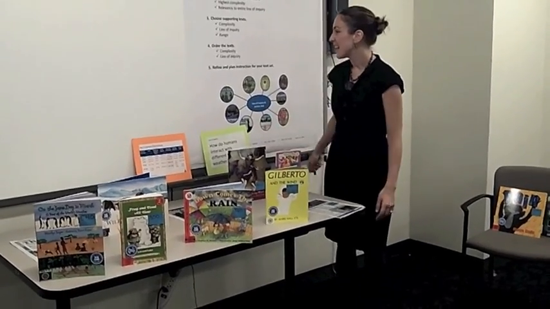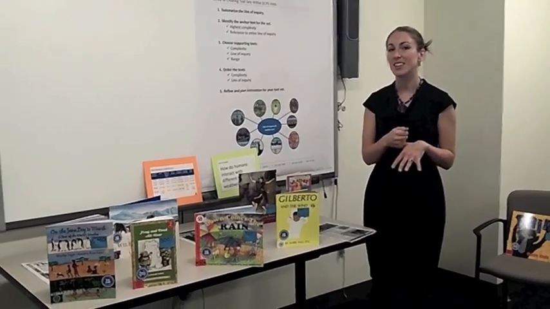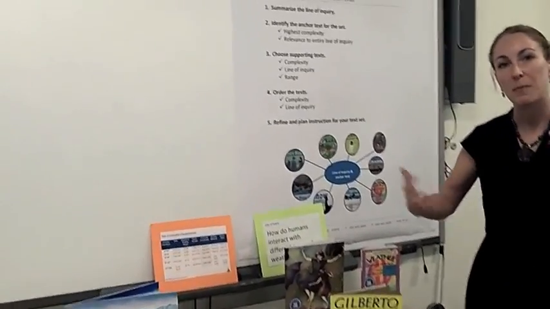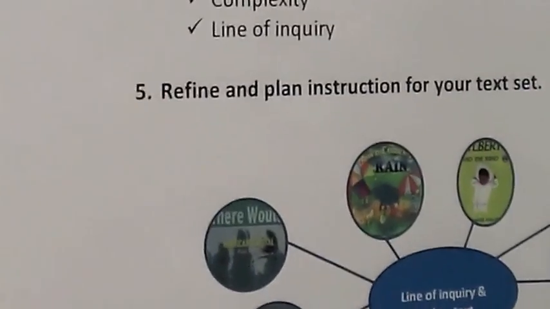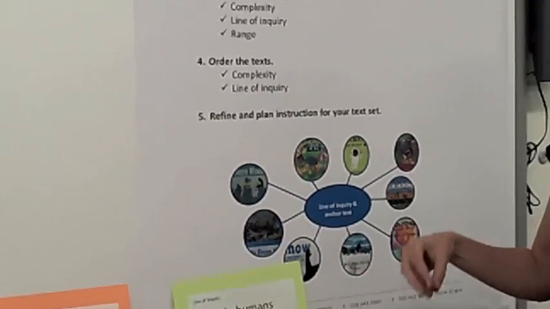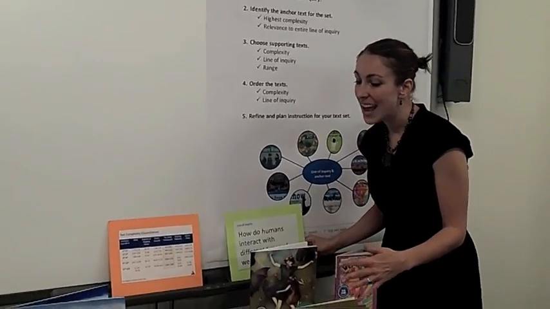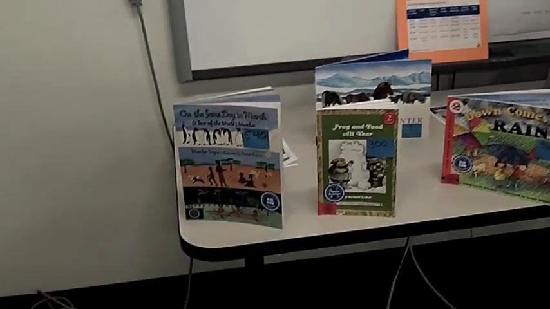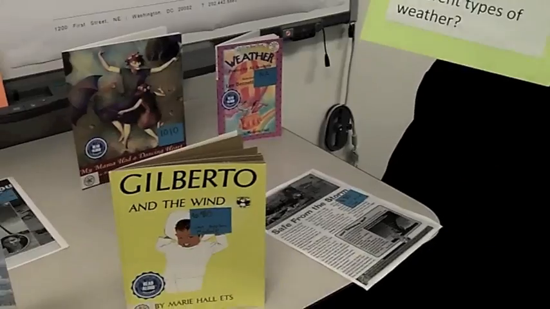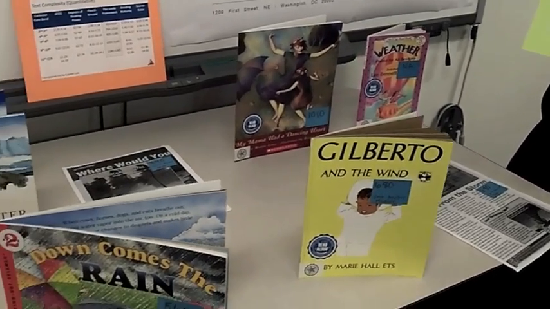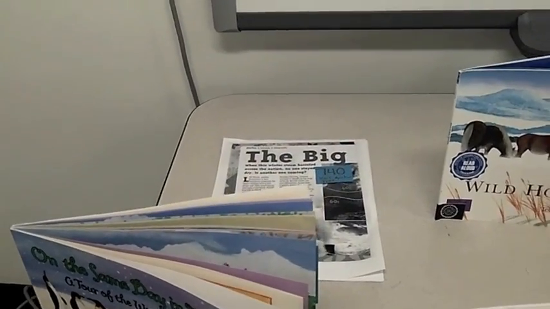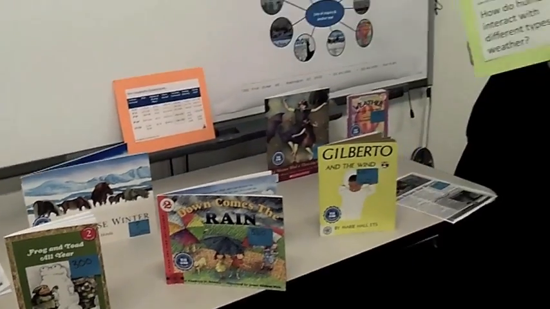So now that I have this text set, my next steps are really to plan the instruction. I'm going to think about the vocabulary work that will go into this. I'm going to think about, within my close reading block, when I'm going to read, when students are going to read, the different kinds of reading work that are going to happen, and how students are going to write about these different texts. By the end of engaging with this very purposeful text set, students are going to be able to answer in a very deep way, and also with citing evidence. All my students are going to be able to answer this line of inquiry: How do humans interact with different types of weather?